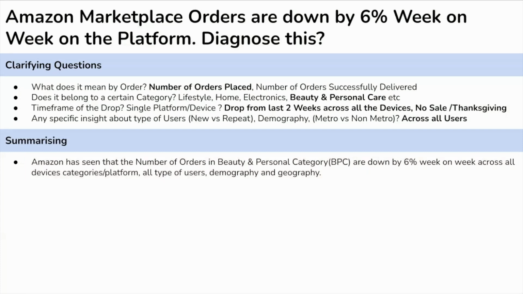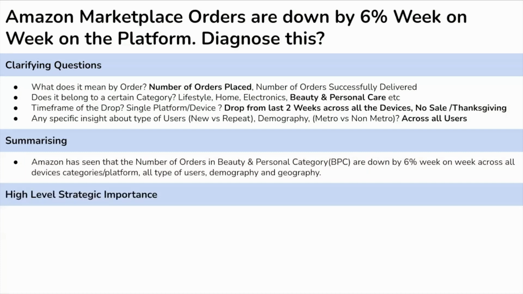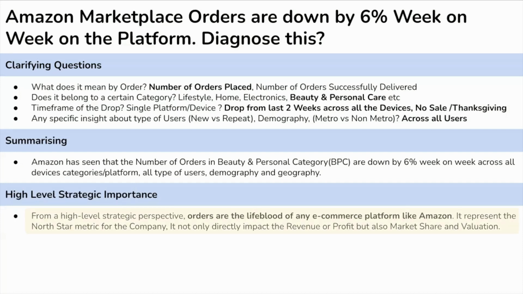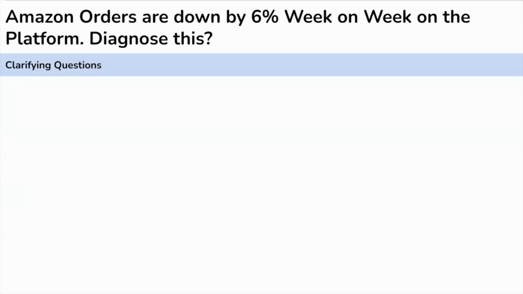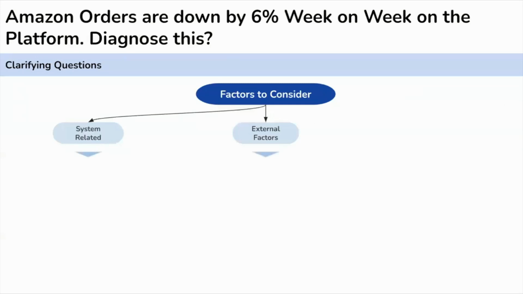Before jumping on to diagnosing the problem, first let's understand the strategic importance of this metric for Amazon. This is one of the very critical metrics for Amazon Marketplace. It will not only have a direct impact on revenue or profit, but also on the market share and the valuation as well. If that goes down, we should definitely be worried and we should do a thorough RCA on this. Now, what will we do? We will consider the potential factors that can account for this drop in orders. The factors can be system related factors, external factors and internal factors.